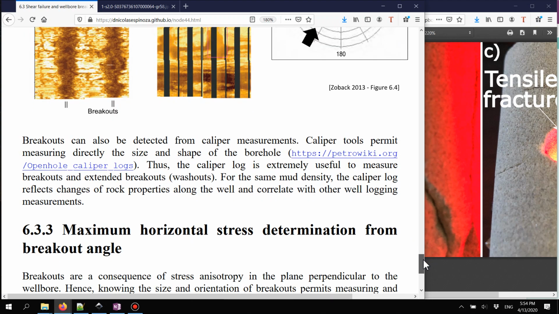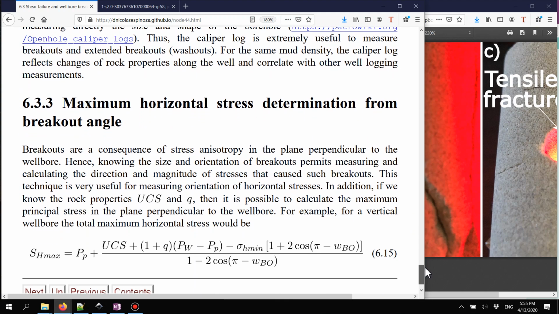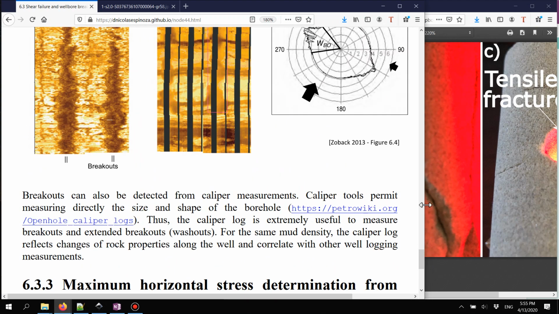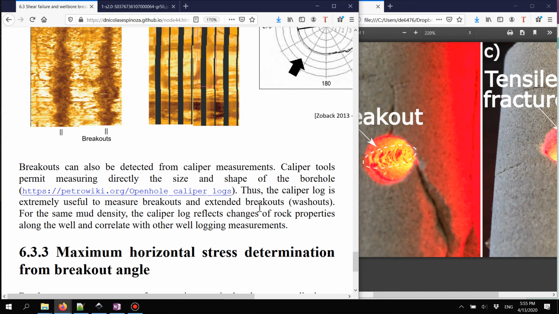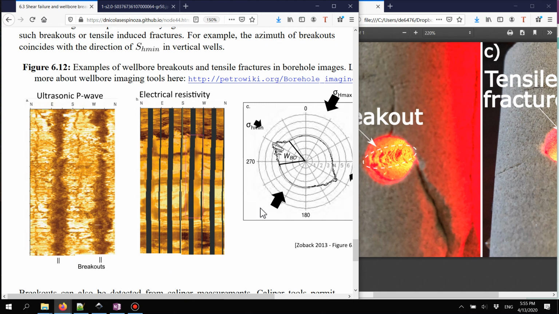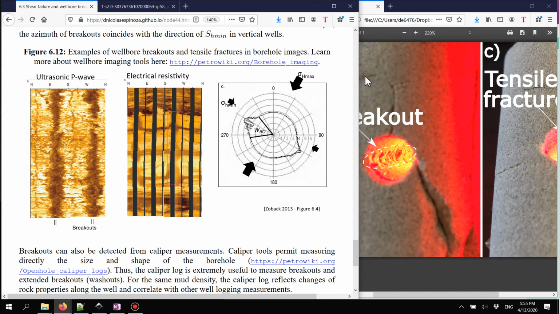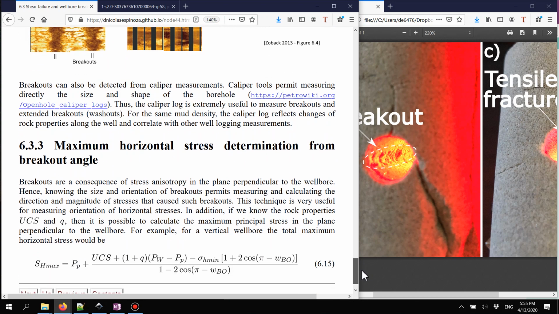Okay, so this is a discussion about breakouts, how you determine breakout angles, how you determine the mud pressure and the mud weight for a given breakout angle. And there is one more application for this. In some cases, when you drill a wellbore and you know the properties of the rock and you know the breakout angle, you can also solve for what is the maximum principal stress at a particular location.